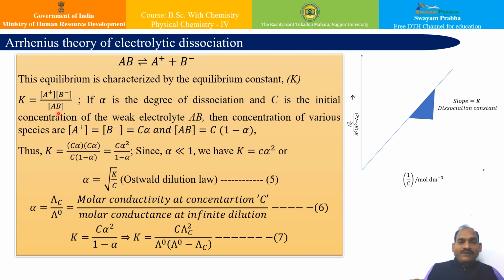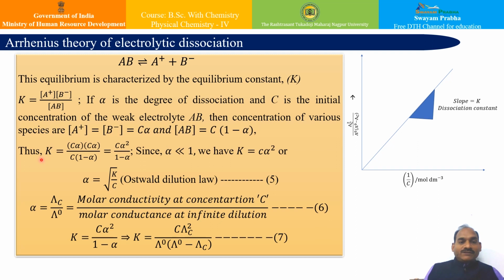Now if I say that alpha is the degree of dissociation, and C represents the initial concentration of this weak electrolyte AB, then the concentrations of the various species are: the concentration of cation, which is equal to the concentration of anion, is C into alpha, and the concentration of the electrolyte will be C into 1 minus alpha, because alpha is the degree of dissociation.